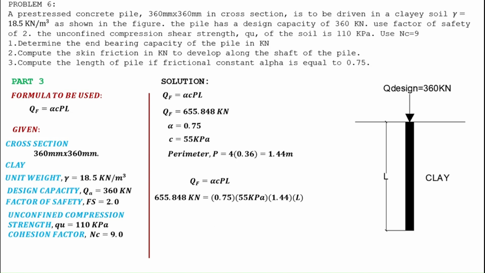Substituting the values to our working equation, we will get 655.848 kilonewton is equal to 0.75 times 55 kilopascal times 1.44 meters times the length. Length therefore is equal to 11.04 meters.